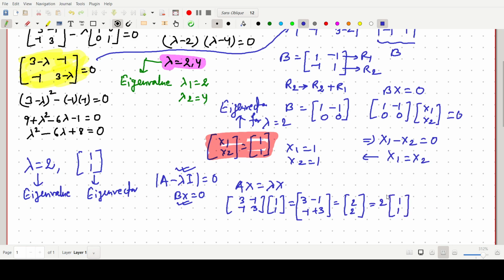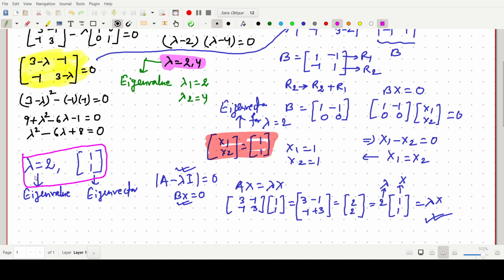So we can say this is our lambda, and this should be our x. So it satisfies Ax equals lambda x, and we can say we are going the right way. So this is one approach for calculating the eigenvalue and eigenvector for lambda equals 2.